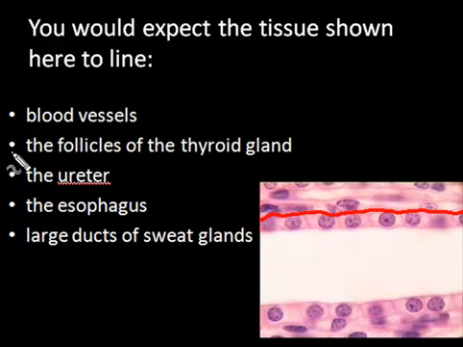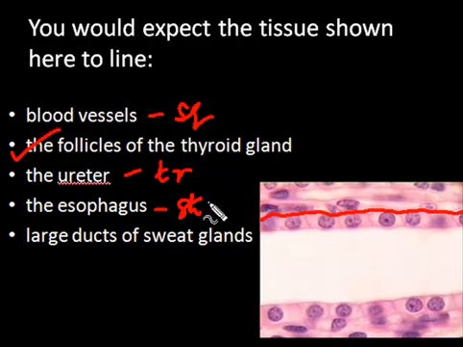And the correct answer is this, because blood vessels, the lining is endothelium, which is simple squamous. The ureter is transitional, which is a stratified epithelium. The esophagus is stratified squamous non-keratinized. You must always write the correct form. If it's keratinized, you'll write keratinized. Non-keratinized, you'll write that. And large ducts carry stratified. They have stratified cuboidal lining them.